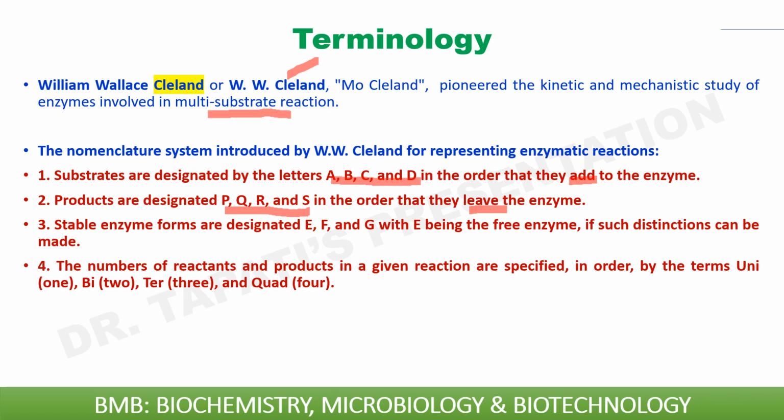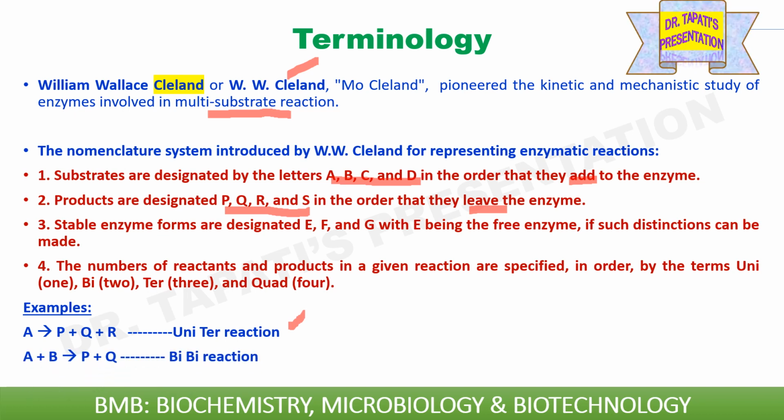Through examples, you can understand it. A reaction requiring one substrate and yielding three products is designated as a uni-ter reaction: one substrate, three products, uni-ter reaction. Whereas two substrates yielding two products is designated as a Bi-Bi reaction. Similarly, three substrates and three products will be a Ter-Ter reaction.